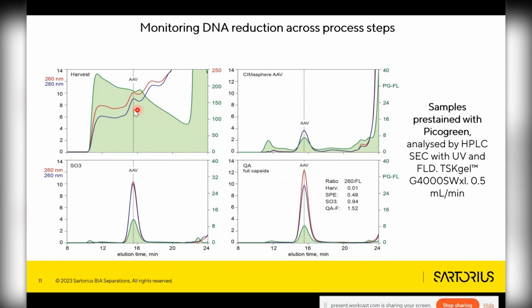We developed a method using PicoGreen. So what we do, we inject the sample in which we basically throw in a bit of PicoGreen. PicoGreen sticks to DNA, all DNA impurities, and we perform size exclusion chromatography. In this case, we are using 2 different detectors, UV, which may not be that sensitive. The red is 260 nanometer UV, the blue is 280 nanometer UV. The fluorescent detection is basically more sensitive. So whatever is under this fluorescent PicoGreen detection would be qualified as DNA impurities.